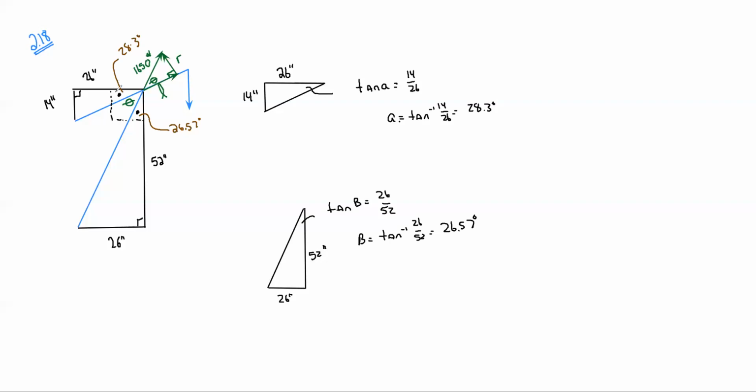And I think I've stated already that 28.3 plus theta plus 26.57 degrees equals 90. So 90 minus 28.3 minus 26.57, we get that theta is equal to 35.13 degrees. That was not a very good looking 90. All right, so that gives us theta.